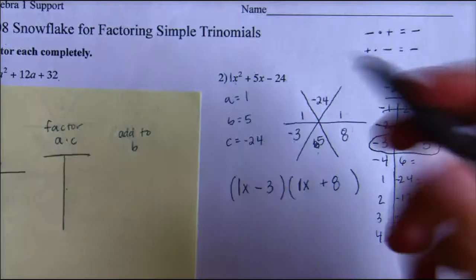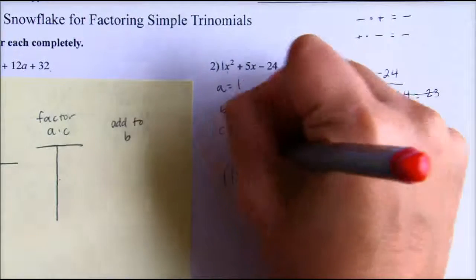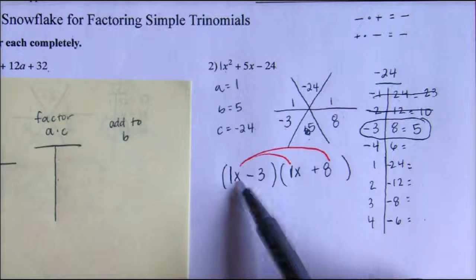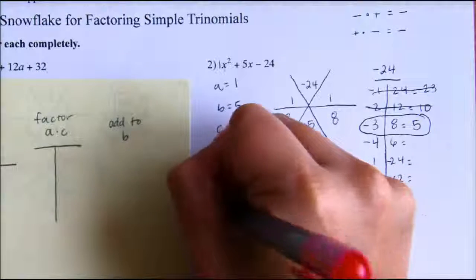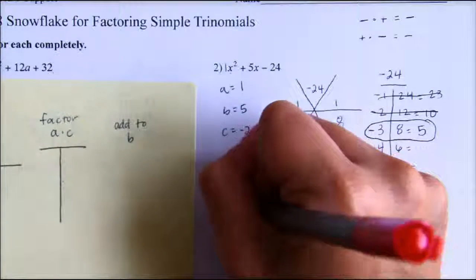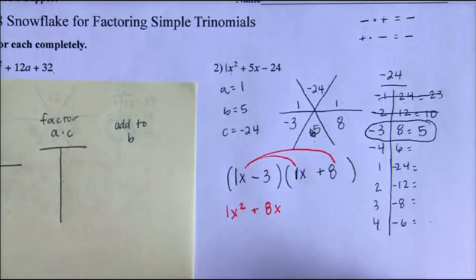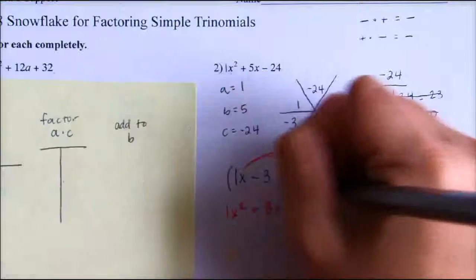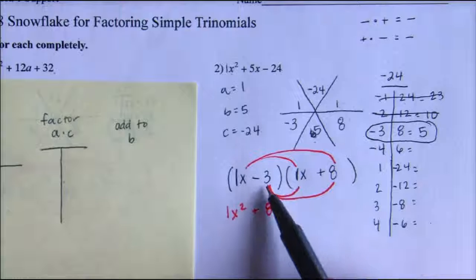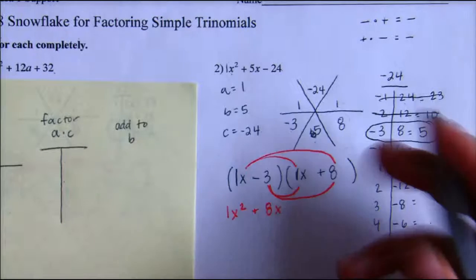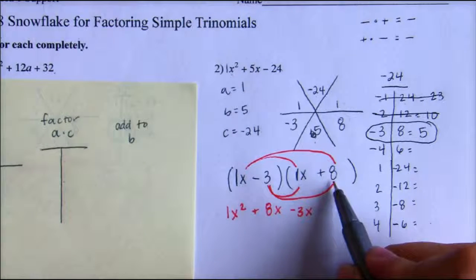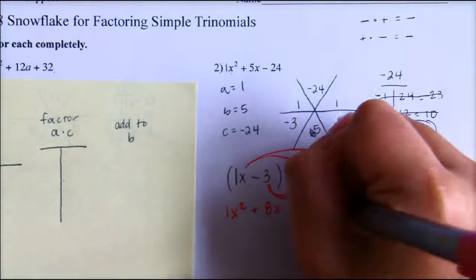To do that, I'm going to distribute out the numbers in the first set of the parentheses to the second set. 1x times 1x will give me a 1x squared. 1x times a +8 will give me a +8x. I've distributed that 1x, so now it's done. I'm going to distribute this -3. -3 times a 1x will give me a -3x. And -3 times a +8 will give me a -24.